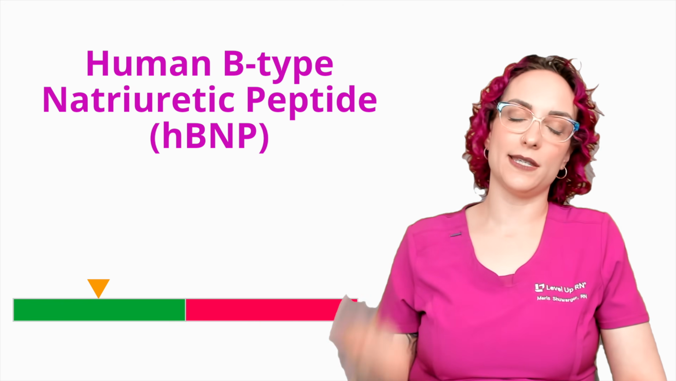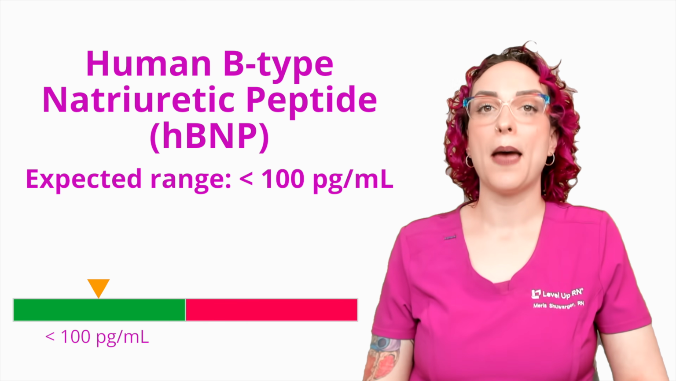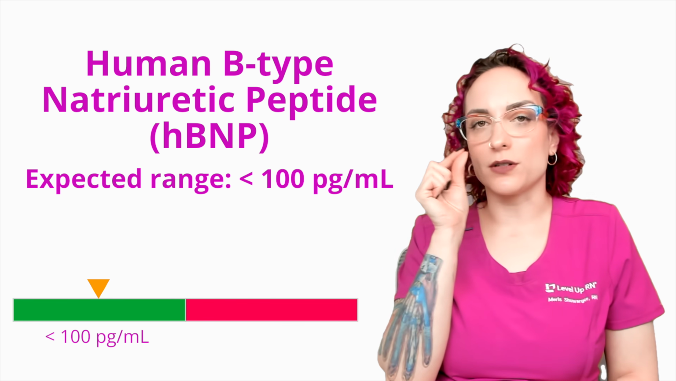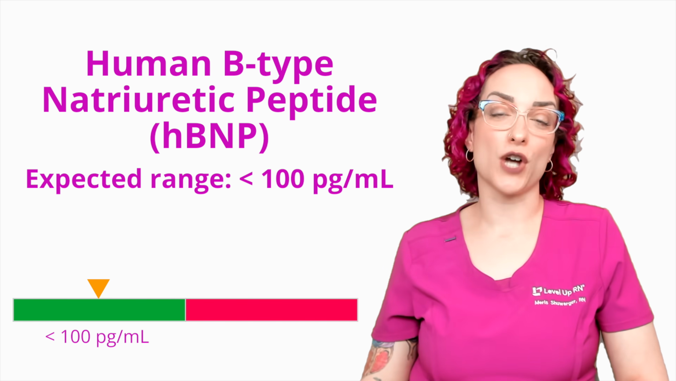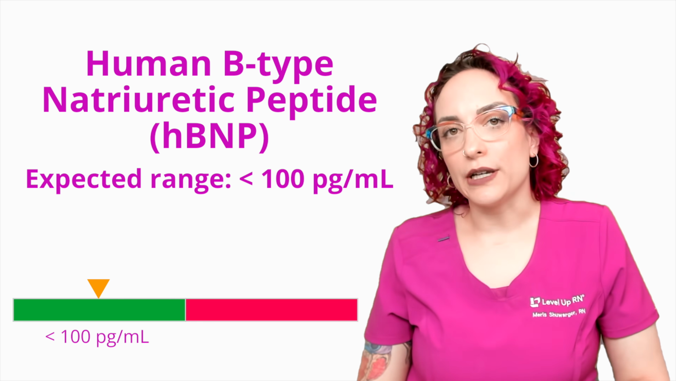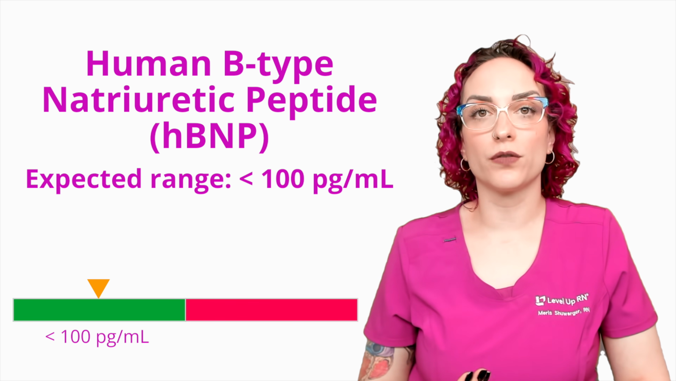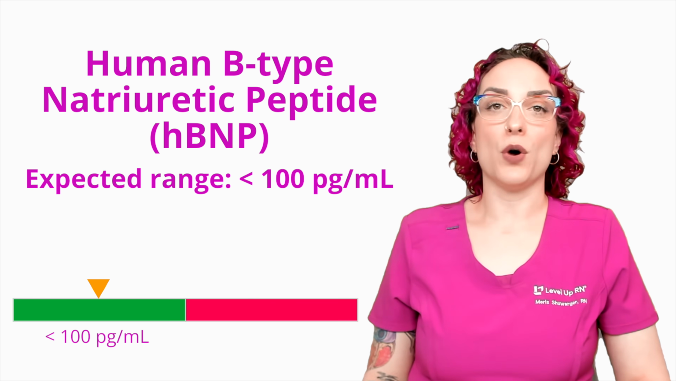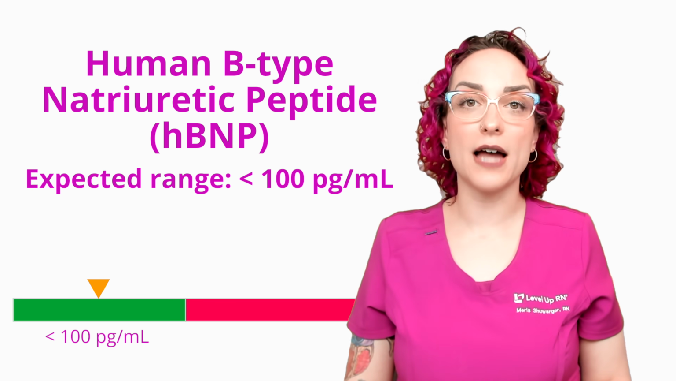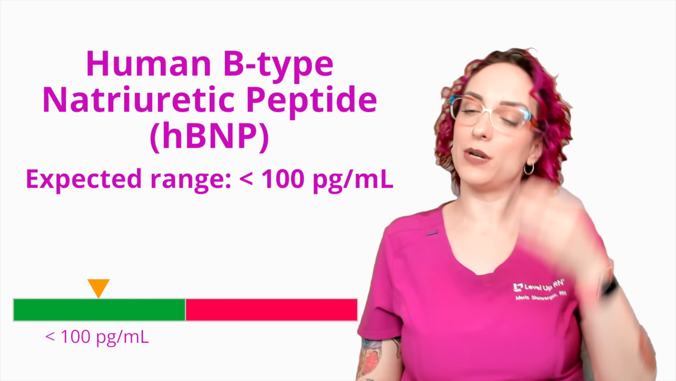So what is the expected range here? The expected range is that it's going to be less than 100 picograms per milliliter. So again, picograms are tiny, and we're talking about a milliliter of blood, so tiny amount in a tiny volume. Essentially, I don't expect that your heart is being too stressed by fluid volume overload in a given day, right? Most of the time, my patients really need more fluid than they have. So typically, my patients are not in a state of fluid volume overload at rest. So I would expect this to be normal. I would expect it to be a low value.